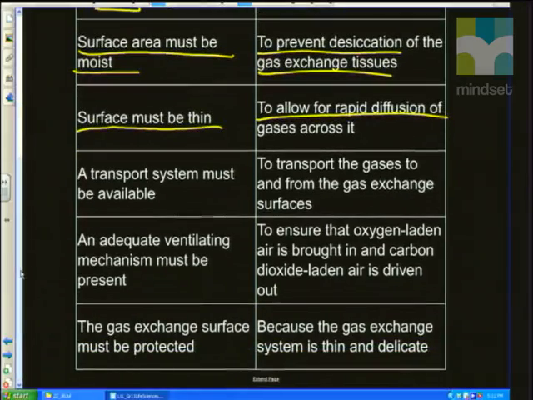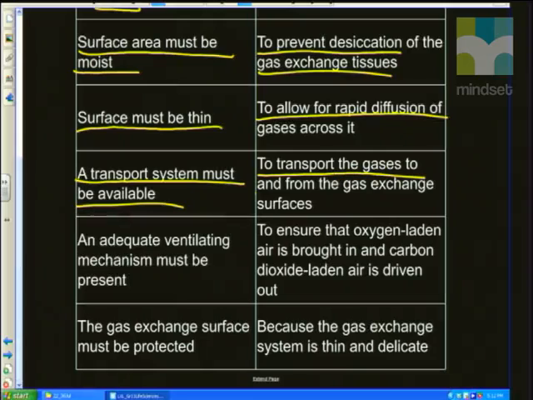Next thing: a transport system must be available. What's a transport system, Sia? Something that transports stuff, like blood. Clever girl. Brilliant. It's to transport the gas from one place to another, from where gaseous exchange took place to the different organs. That's what we need.